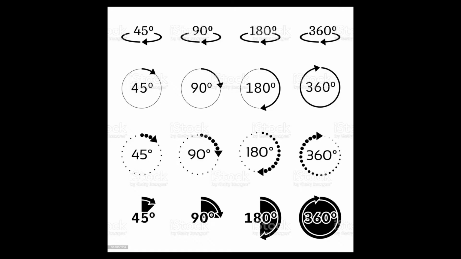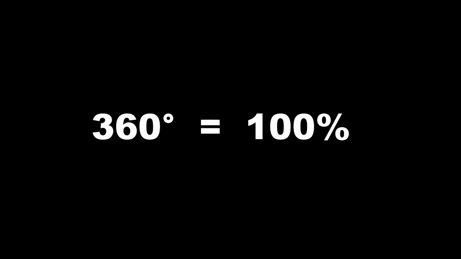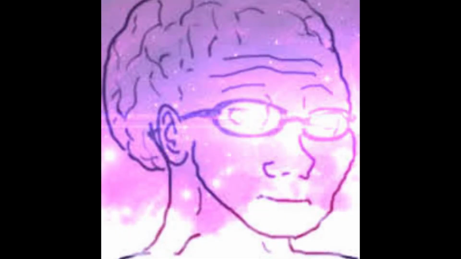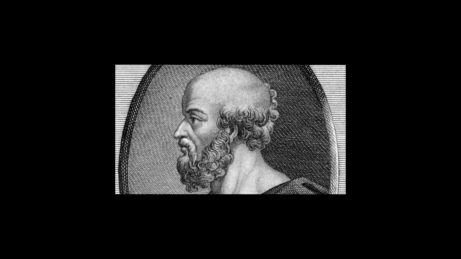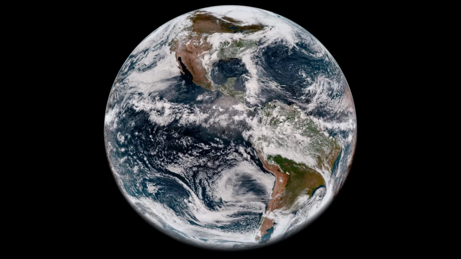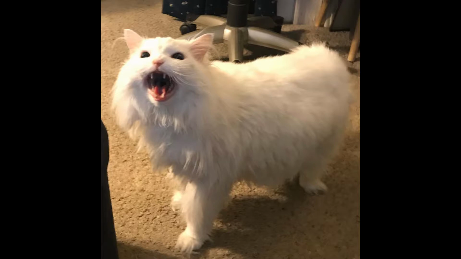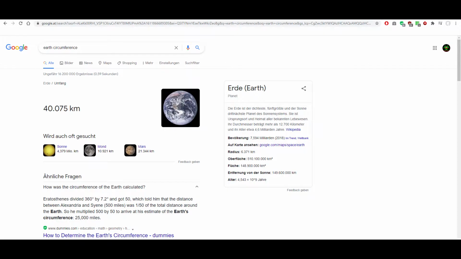That aside, you need to know that 360 degrees make one full rotation. 360 degrees are 100%. Then you just need to look up on the internet, or do the same as Eratosthenes, to get the circumference of Earth. Google, provide me with wisdom. And then you can start calculating all the speeds, accelerations, and forces you want to know.